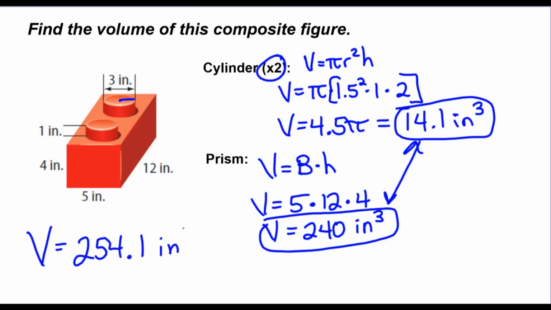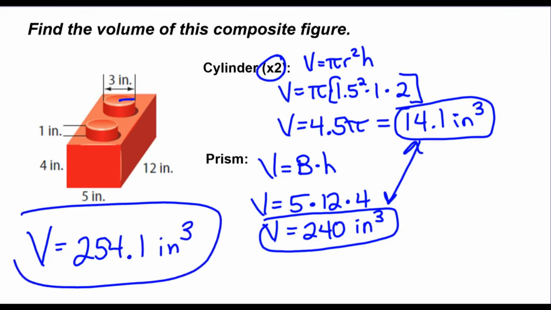254.1 cubic inches total volume. So we can use the volume of cylinders now to find the total volume of composite figures.